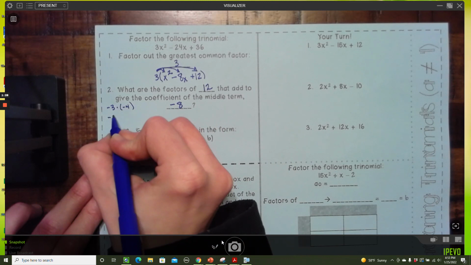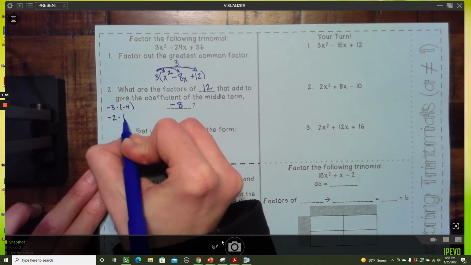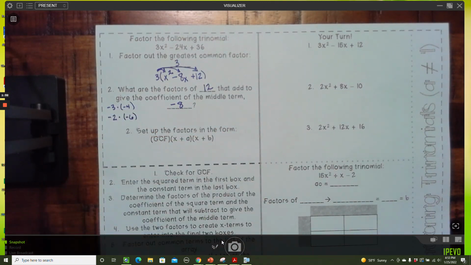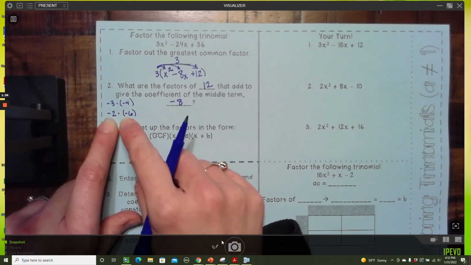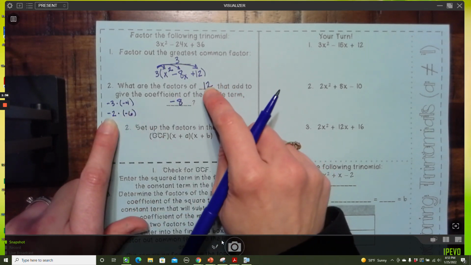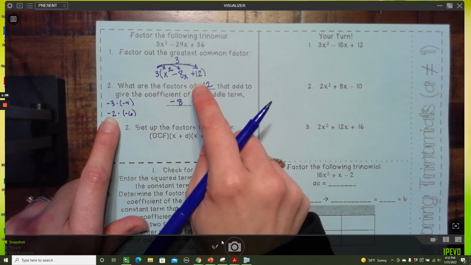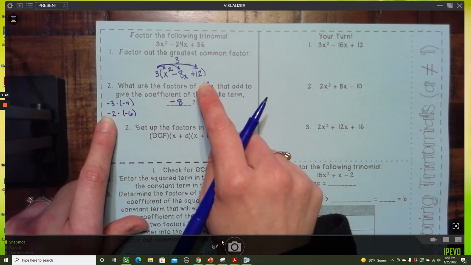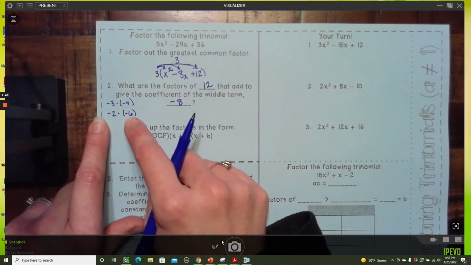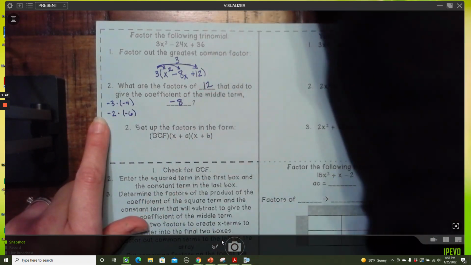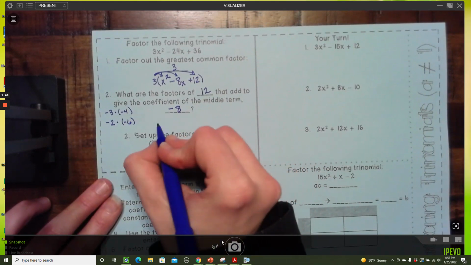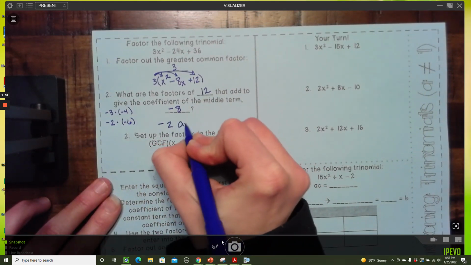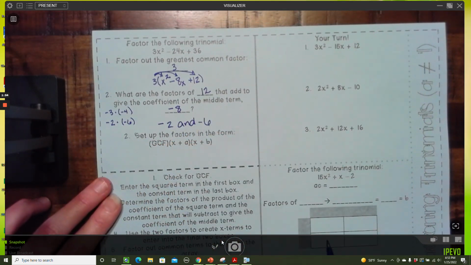So what about negative 2 times negative 6? The reason I went straight into both of these being negative is because this is positive, and if you multiply two negatives, you get a positive. So negative 2 times negative 6 gives me 12. Negative 2 plus negative 6 gives me a negative 8. And so those are my factors, negative 2 and negative 6.